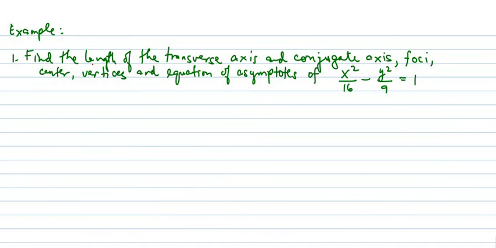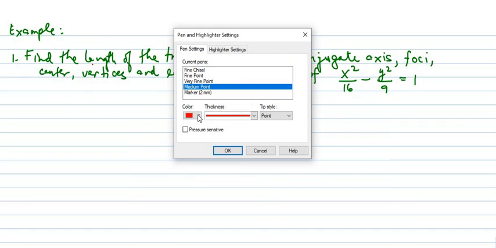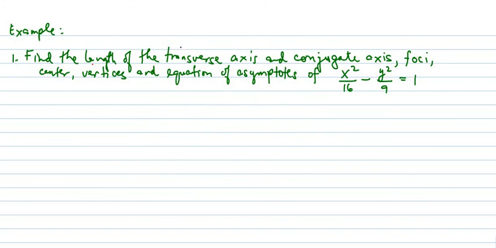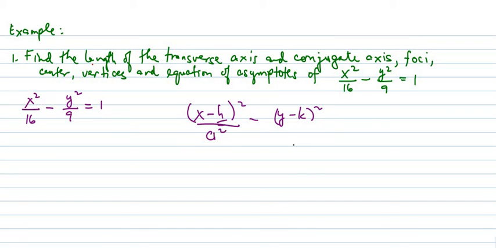Now we will have our example. Find the length of the transverse axis and the conjugate axis, foci, center, vertices, and equation of asymptotes of x squared over 16 minus y squared over 9 equals 1. First we have to rewrite our equation: x squared over 16 minus y squared over 9 equals 1. If you notice, there is no x minus h, there is no value of h, and no y minus k.